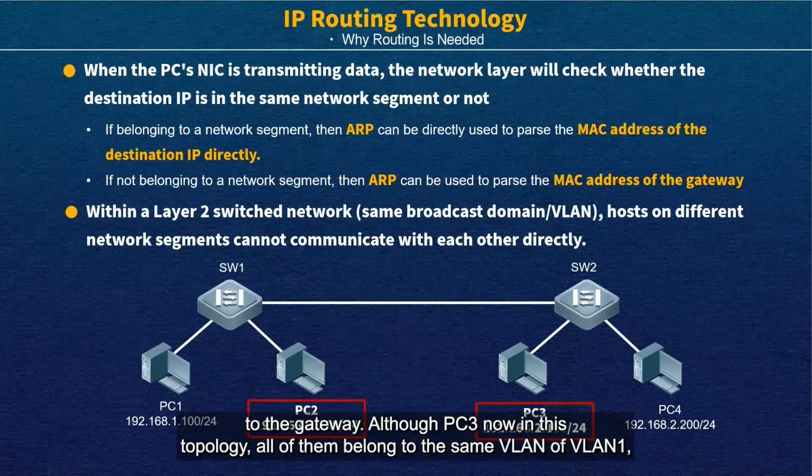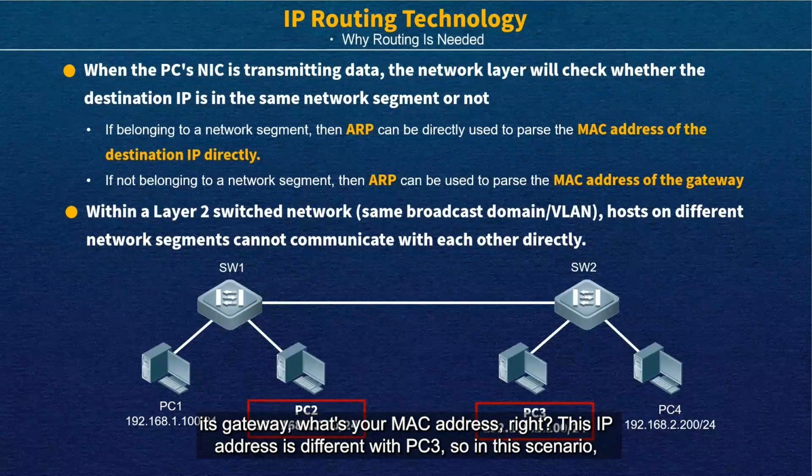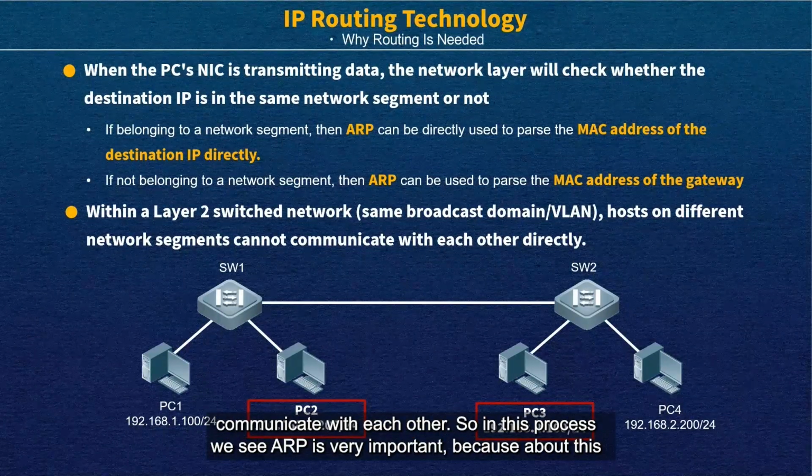Although PC3 may be in this topology, all of them belong to the same VLAN, VLAN 1. PC3 can get the broadcast MAC address request from PC2, but PC3 cannot send the reply, because PC2 asks for my gateway's MAC address, right? This IP address is different from PC3's. So in this scenario, we at least need to deploy a layer 3 function in this topology, then PC2 and PC3 can communicate with each other.